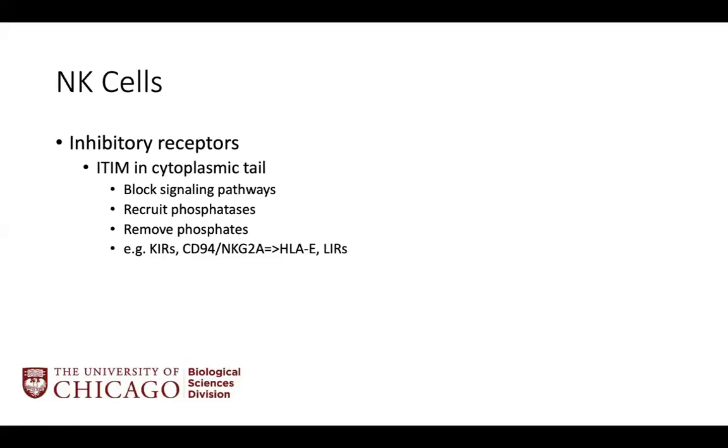Okay, so the inhibitory receptors on NK cells are called ITIMs. We've heard this before. It's no different for NK cells. It's in the cytoplasmic part of the tail where the ITIM sits, and it will block signaling pathways. It will recruit phosphatases, which are inhibitory. It will remove those phosphates that are activating. So examples of these inhibitory receptors that have ITIMs are KIRs and CD94, NKG2A, and LIRs as well.